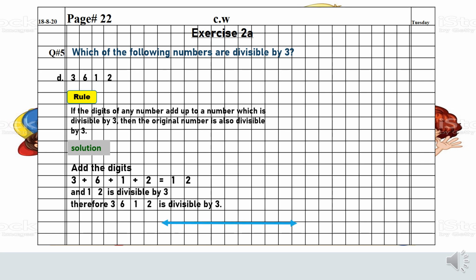So question number 5 has only 4 parts, A, B, C, D. We have done question number 5.